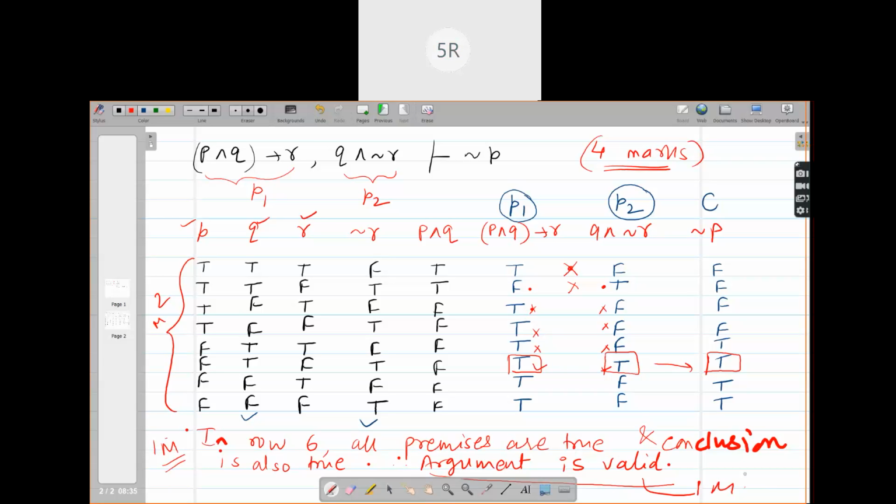Now you will do one word problem. First convert it into symbolic form, and then check the validity of the argument, on your own.